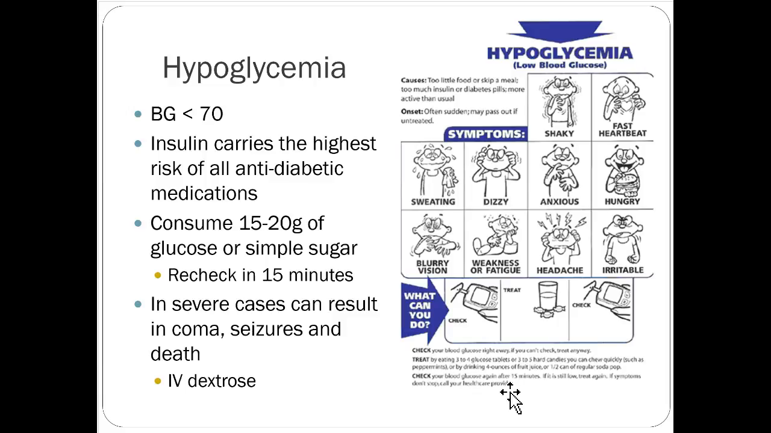Severe hypoglycemia, you end up with coma, seizures, death. If somebody comes in with severe hypoglycemia, we give them IV dextrose quickly. It's a very fast way to get that sugar back up, and you can correct the problem essentially instantly. Ambulances have access to this too. It's a very easy fix.